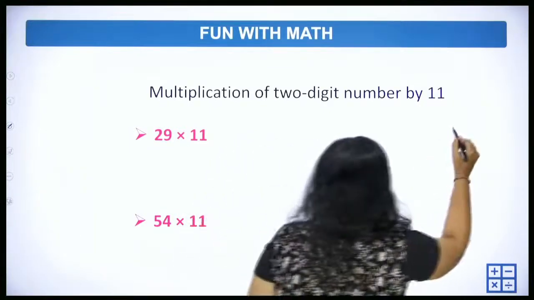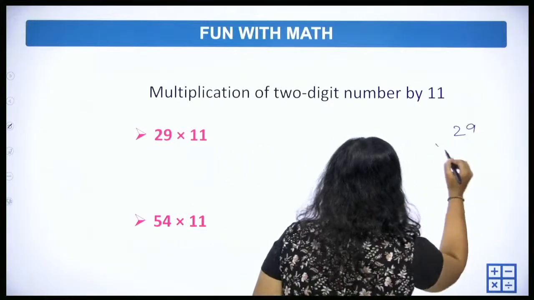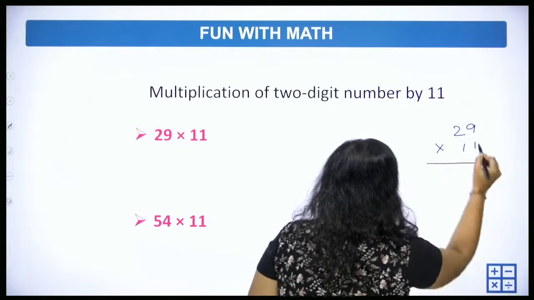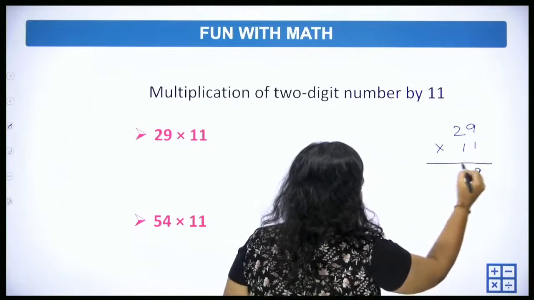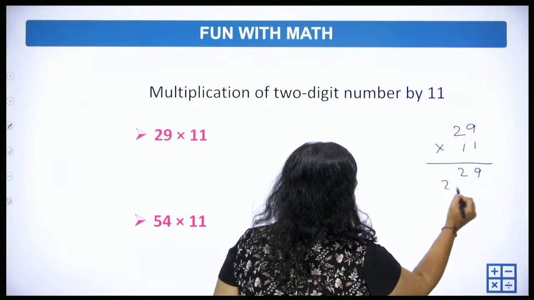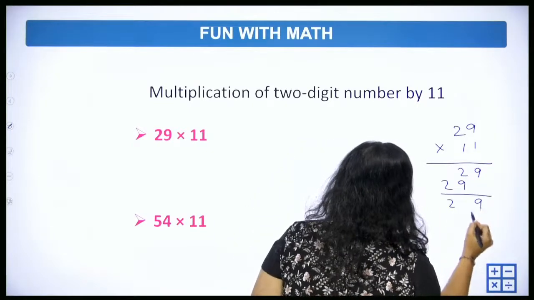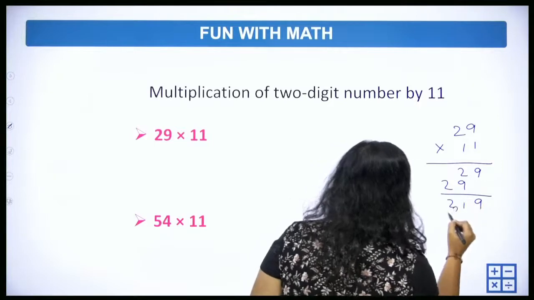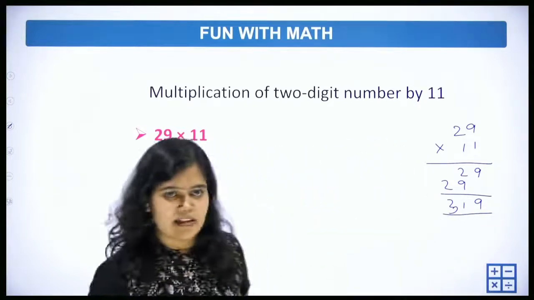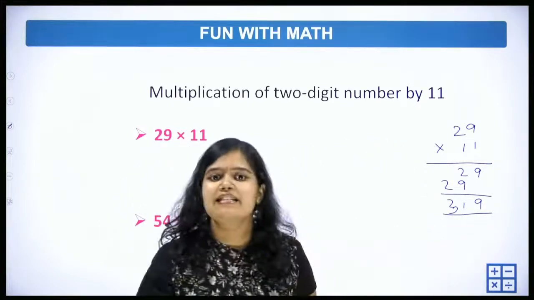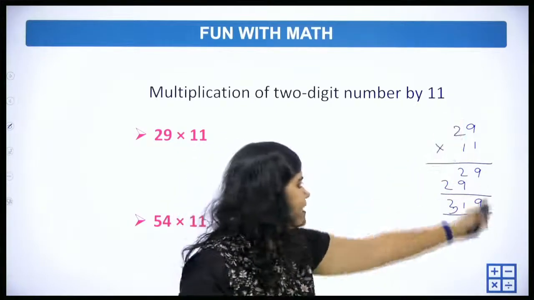Normal multiplication shows 29 into 11. So, 9 into 1, 9 into 2. Again 9 into 1, 9 into 2. So, 9, 11, 3. 3, 1, 9. The same technique is used without writing all this.